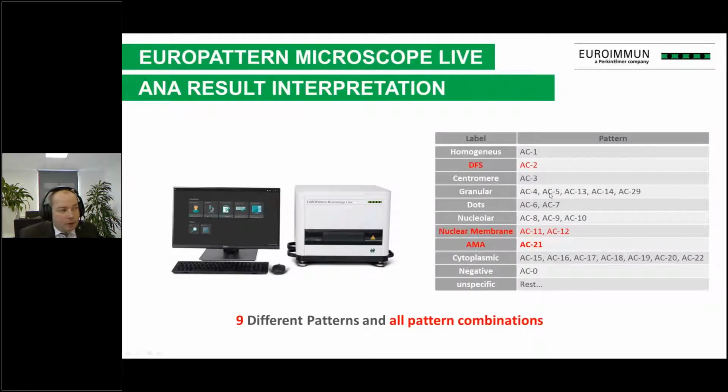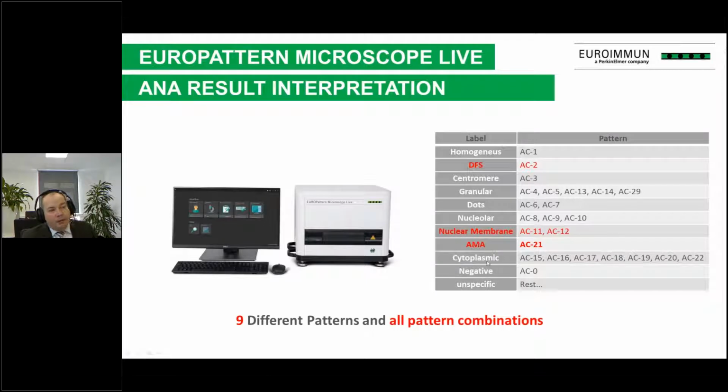We are starting with the most important diagnostic for us, ANA, and here you can find the possibility for automatic ANA results interpretation. We can recognize 9 different patterns in all pattern combinations, and we are the only system on the market who can recognize dense fine speckled, nuclear membrane, and AMA.